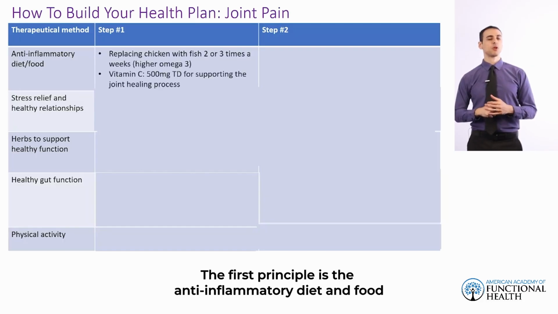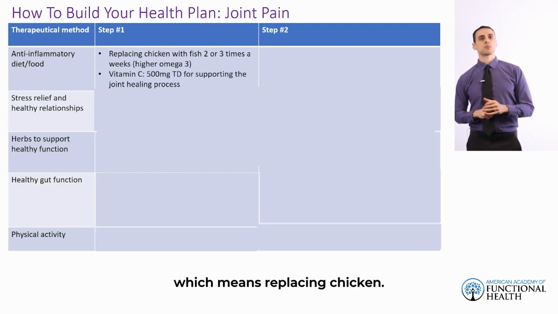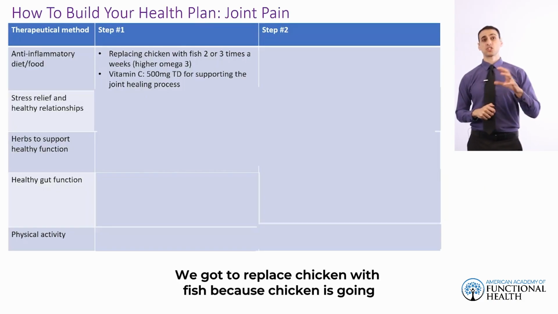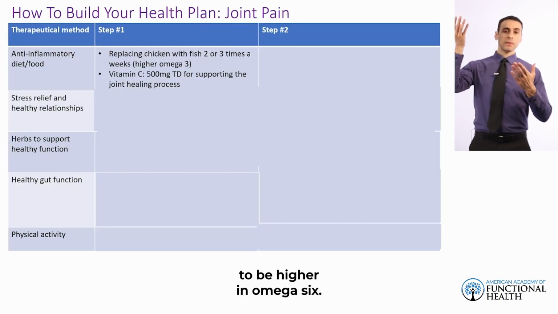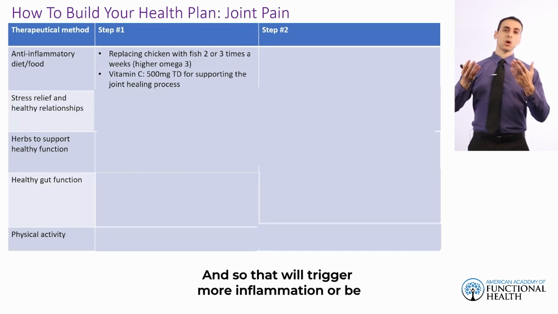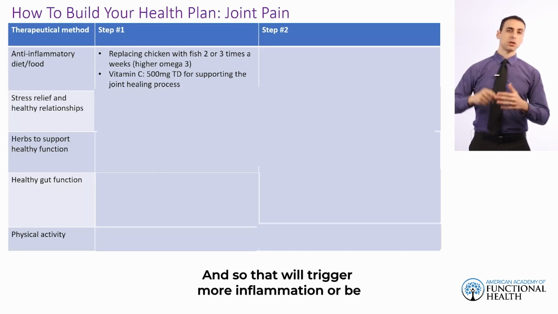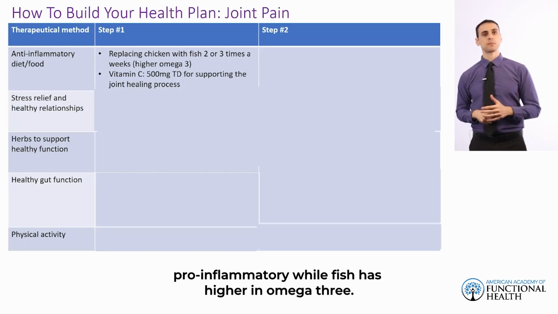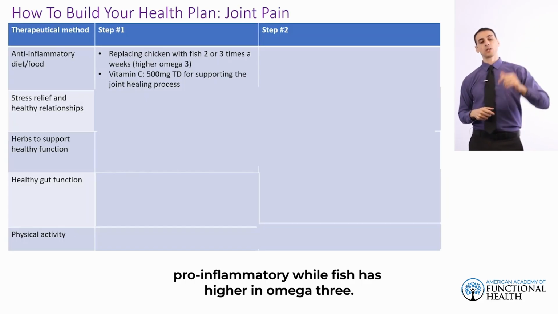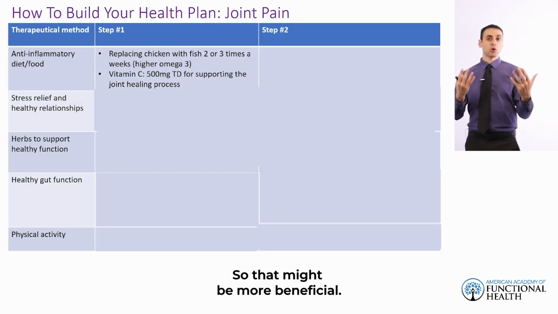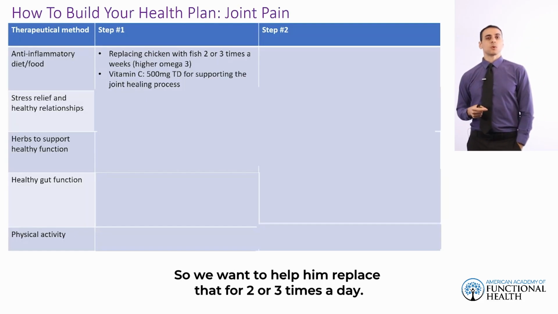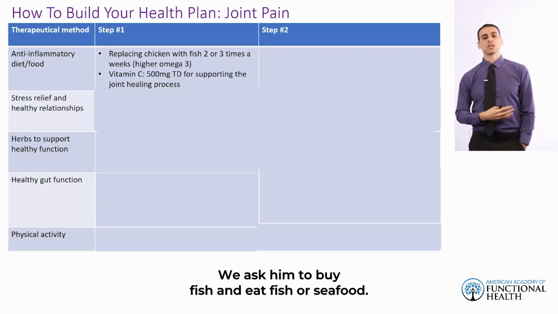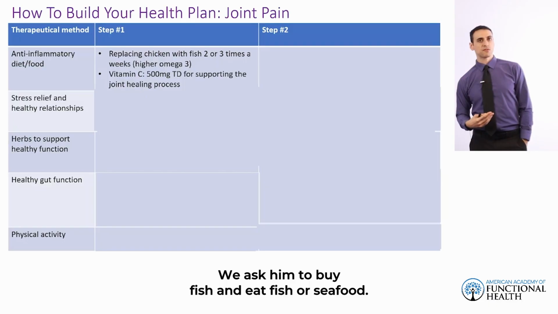The first principle is the anti-inflammatory diet and food, which means replacing chicken. We've got to replace chicken with fish, because chicken is going to be higher in omega-6, right? And so that might trigger more inflammation or be pro-inflammatory, while fish is higher in omega-3, so that might be more beneficial. So we want to help him replace that. For 2 or 3 times a day, we ask him to buy fish and eat fish or seafood.